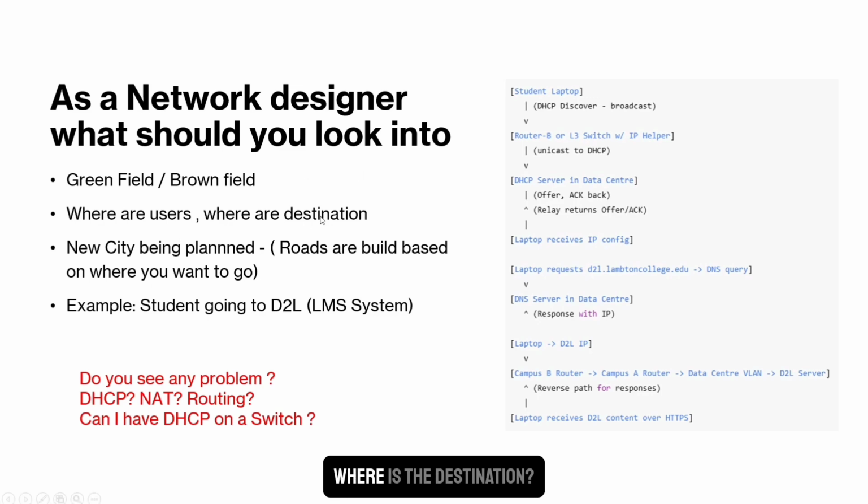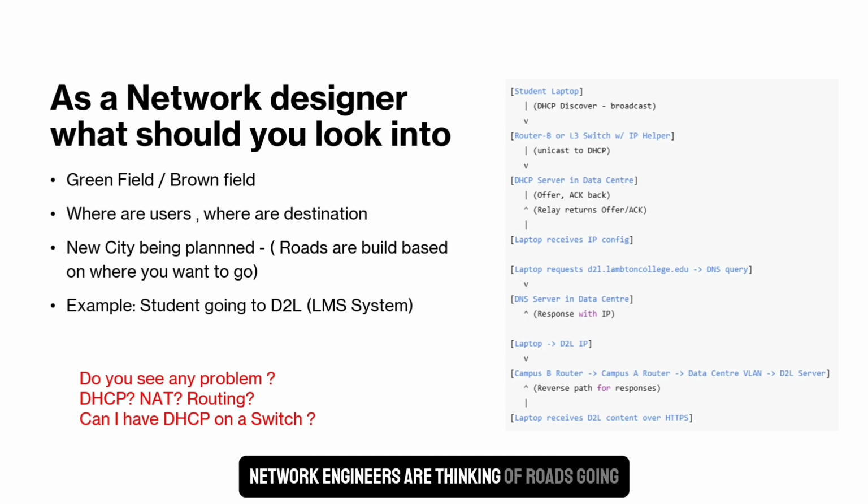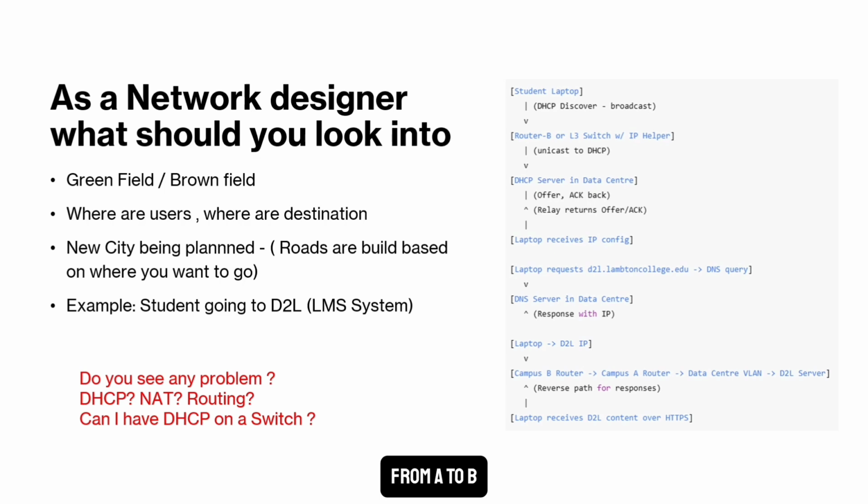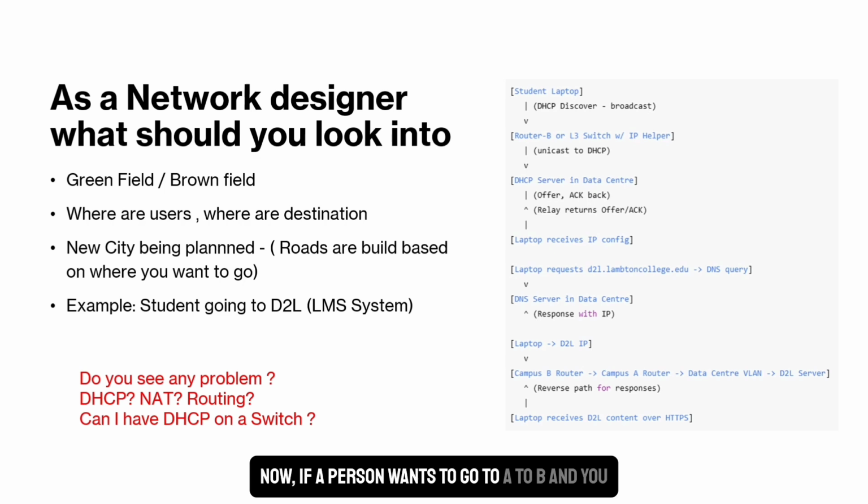Where are the users? Where is the destination? Now think about if you're trying to build a new city, if you're an architect building a city, network engineers are thinking of roads going from A to B. Now, if a person wants to go from A to B and you make a road from A to C, that is not helpful. That's where you need to understand where the end users are and where the destinations are.